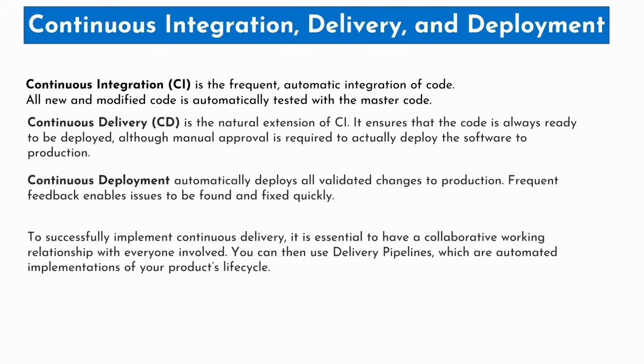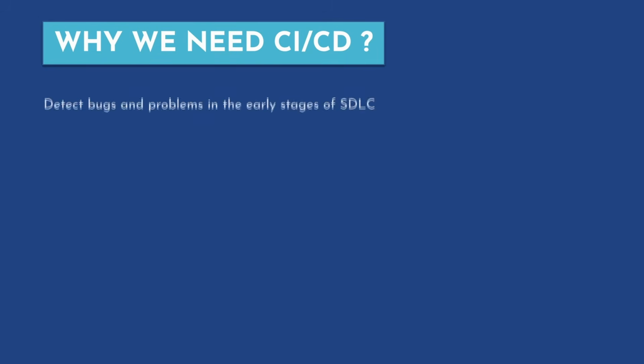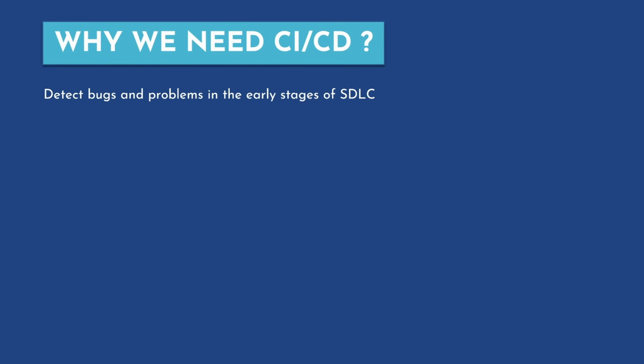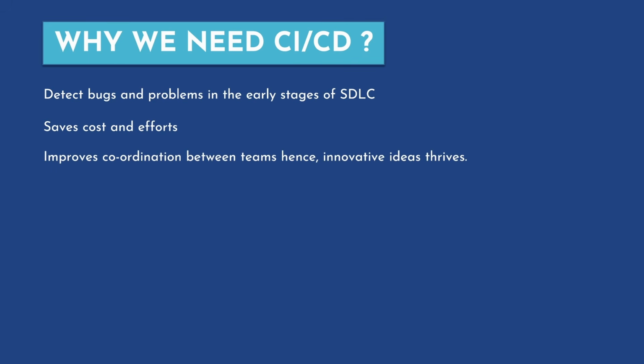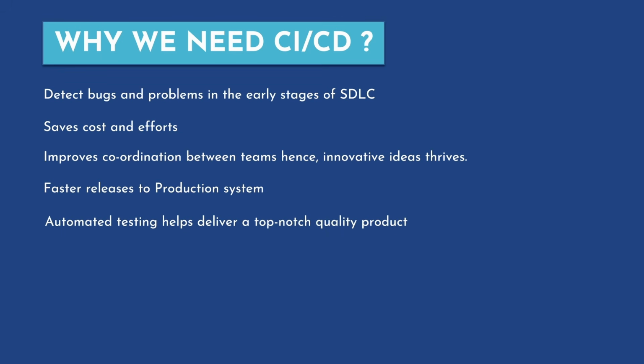Alright, now we know what exactly CI/CD is. Let's have a look at why we actually need it. To detect bugs and problems in the early stages of SDLC. It saves a lot of cost and effort. It improves the coordination between different teams, hence innovative ideas thrive. Faster releases to the production system. Automated testing helps deliver a top-notch quality product. Minimum human intervention, hence there are fewer chances of manual errors because everything is automated.